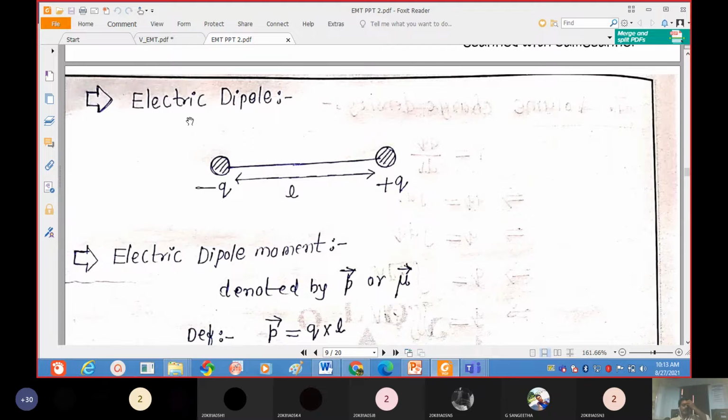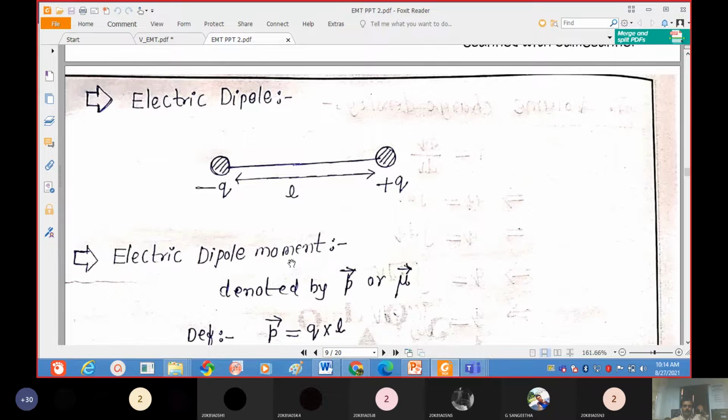First of all, what is an electric dipole? What is the definition of an electric dipole? In lower classes you studied what a dipole is. The basic definition of a dipole is: two equal and opposite charges separated by a certain distance. This arrangement we call an electric dipole.